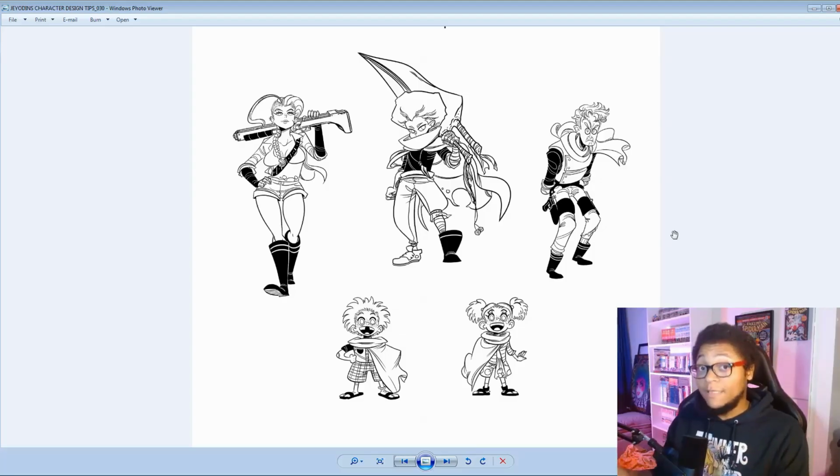The reason why they look like this is because, like I said, they live in some type of apocalyptic world. I probably could have pushed it a little bit more, made them look a lot more dirty, but I wasn't thinking about it back then.